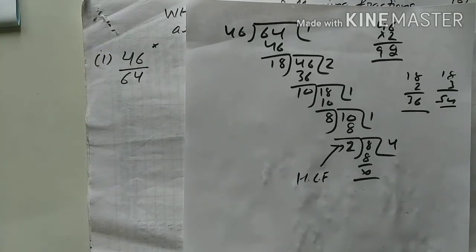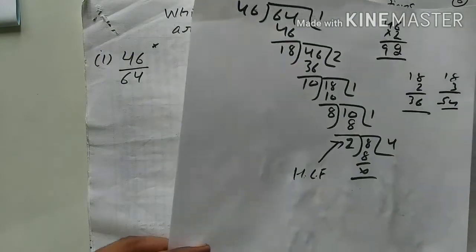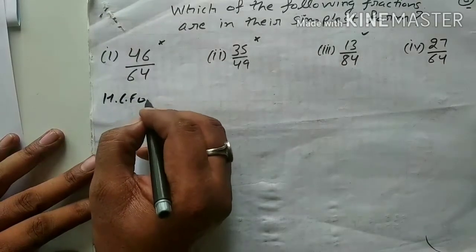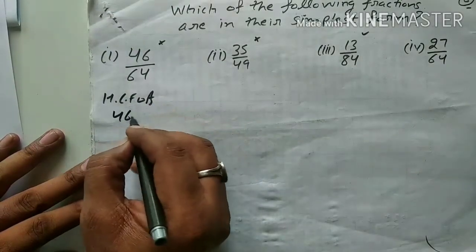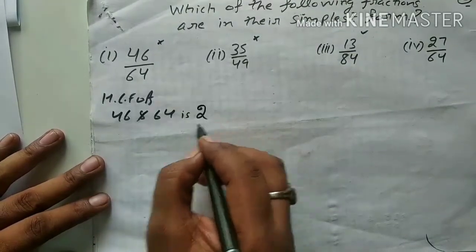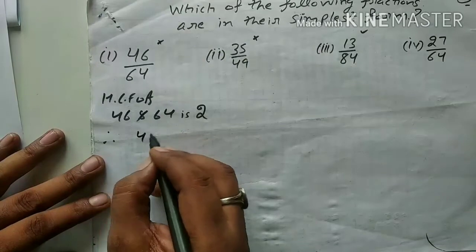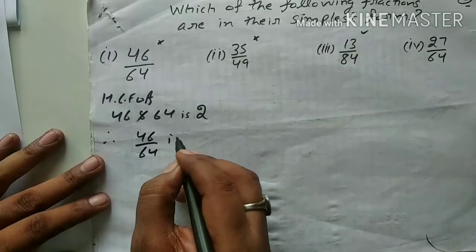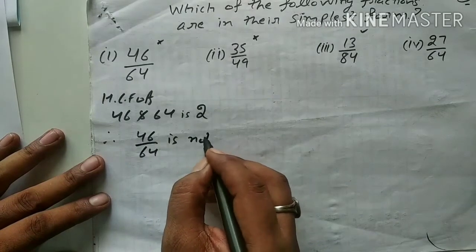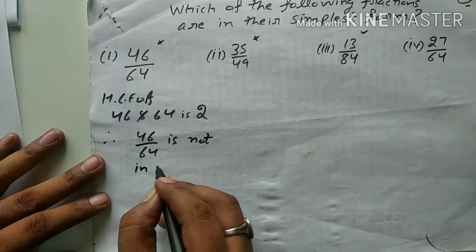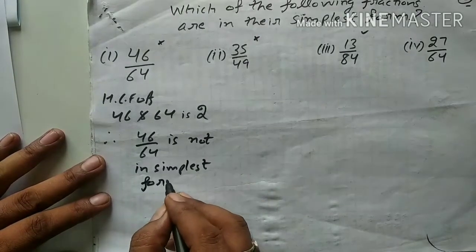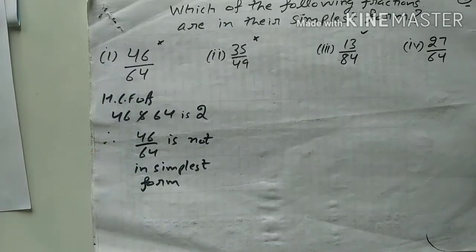Understood students? Now here I will write: HCF of 46 and 64 is what? That is 2. Therefore 46 over 64 is not in simplest form. So student, this is the right way.